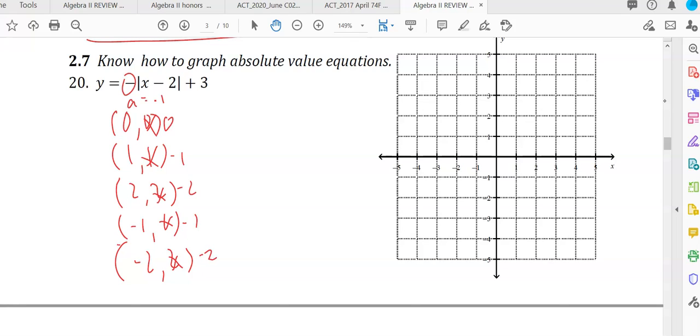We'll plot those 5 points. So I'm going to plot 0, 0, negative 1, negative 1. There you go. Okay, this one goes to the right 2 units and down 3. So every point is going to go to the right 2 units and down 3 units. That's the vertex. To the right 2 units, down 3. To the right 2, down 3. And move those as well. Pretty soon you've got your graph.